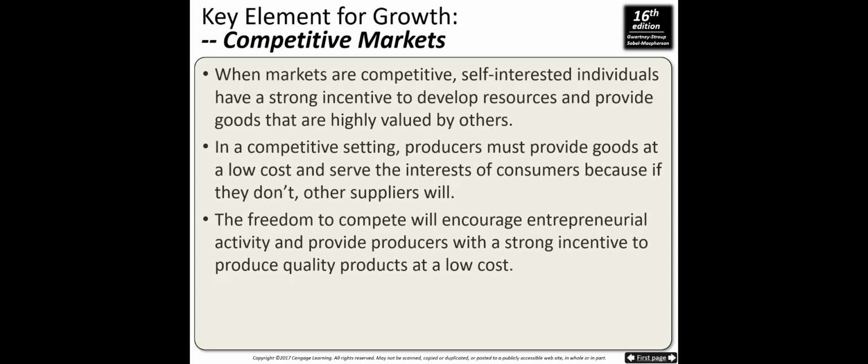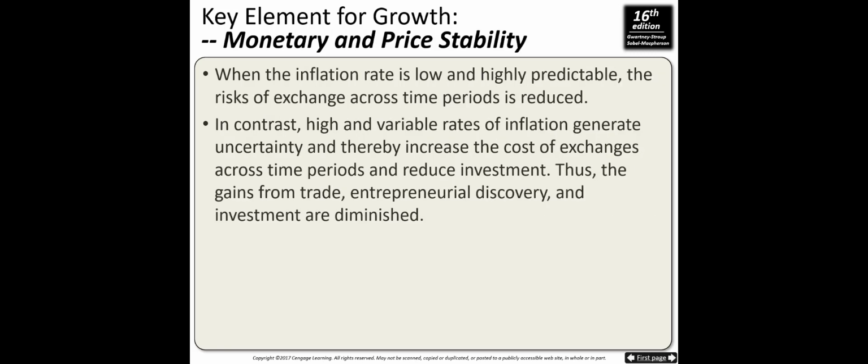The second one is competitive markets. When markets are competitive, self-interested individuals have strong incentive to develop resources and provide goods that are highly valued by others. In a competitive setting, producers must provide goods at a low cost and serve the interest of consumers, because if they don't, other suppliers will. The freedom to compete will encourage entrepreneurial activity and provide producers with a strong incentive to produce quality products at a low cost. And the next one is monetary and price stability.